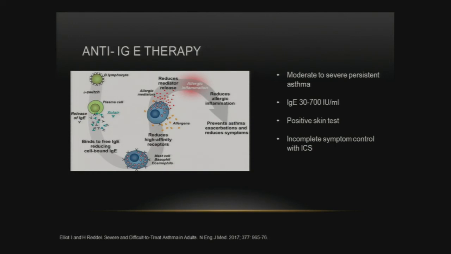The indications for omalizumab are moderate to severe persistent asthma with an elevated IgE level or positive skin testing, and incomplete control with inhaled corticosteroids. Omalizumab is administered subcutaneously every 2 to 4 weeks.